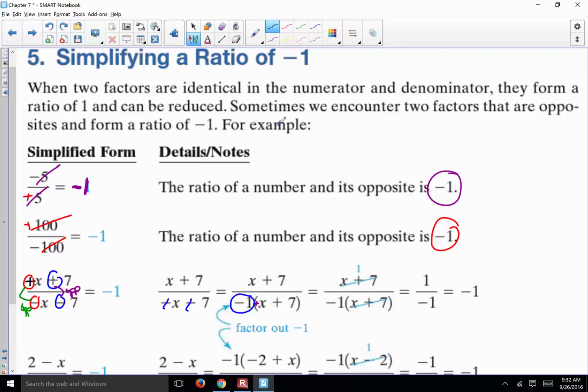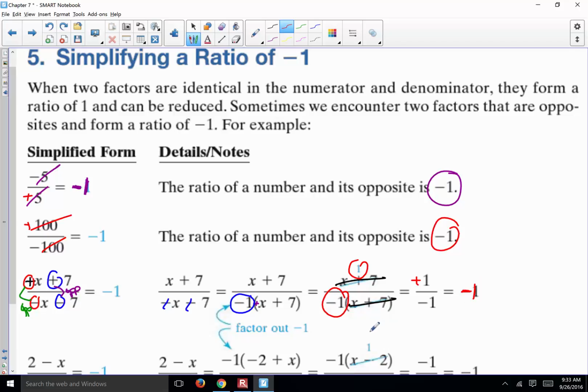Now look, we can cancel them because these two blocks are the same. They are the same. Where did that difference go? It went outside as minus 1. Okay? So you have 1 left on the top. This is canceled. 1 over negative 1. Two opposite signs divide each other into minus 1.